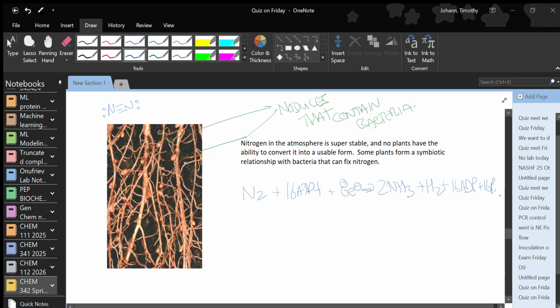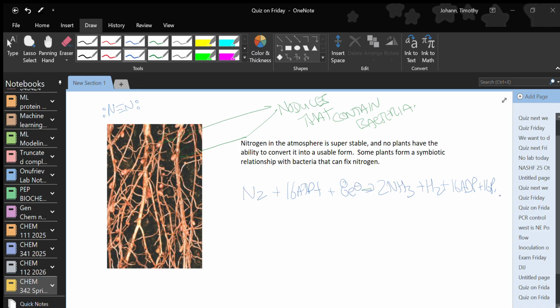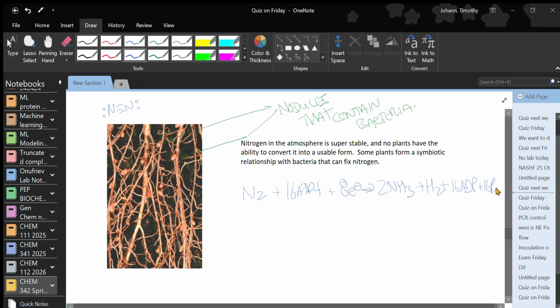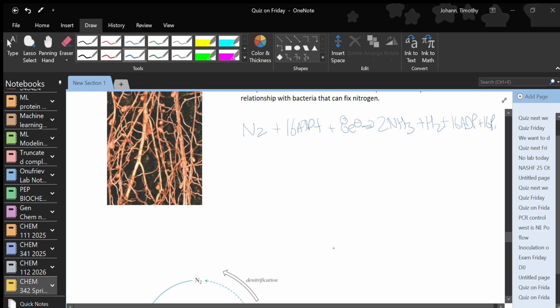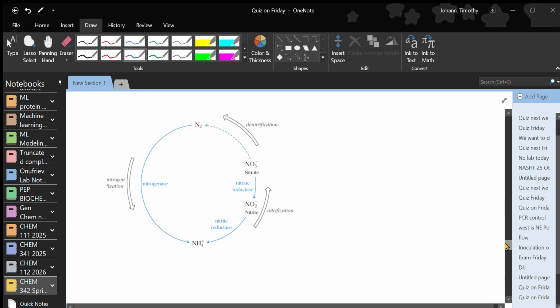So what I want you to know from this is that it's really expensive to fix, and that there are bacteria that have a symbiotic relationship with plants. And that's it. You don't need to know the reaction. But let's go ahead and talk about the nitrogen cycle then.